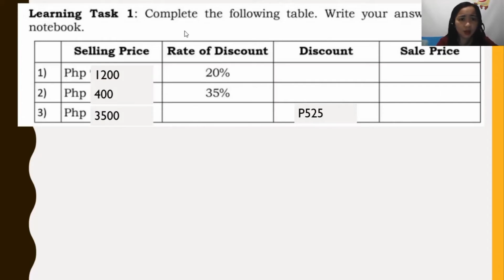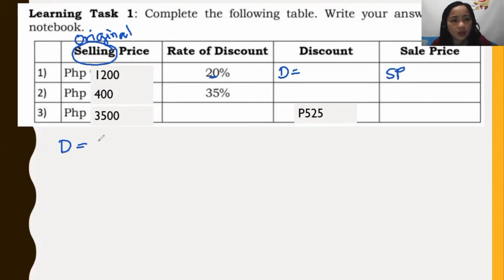In number 1, ang wala natin ay discount at sale price. So discount, kung ang selling price niya ay 1,200 at ang discount niya ay 20%, how are we going to compute for this discount? That is, actually it is the original price. Baka nagkamali lang. Original price. Yan, original price. So we have original price times rate of discount or discount rate.